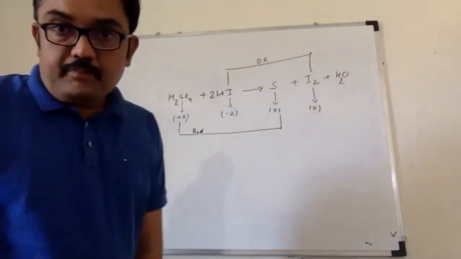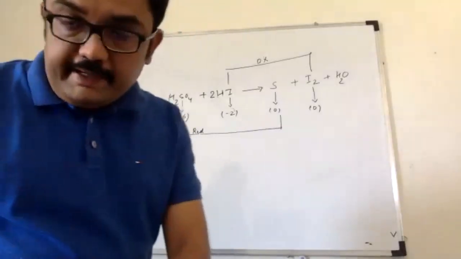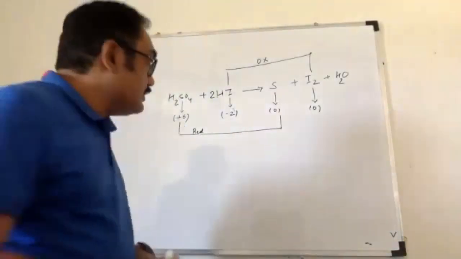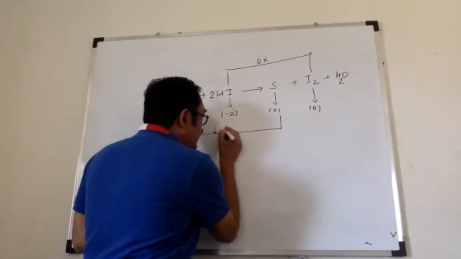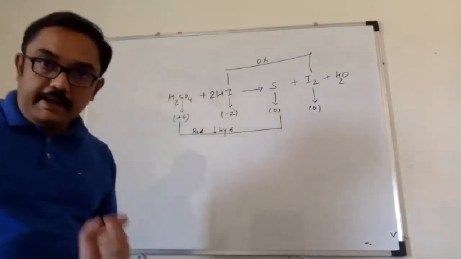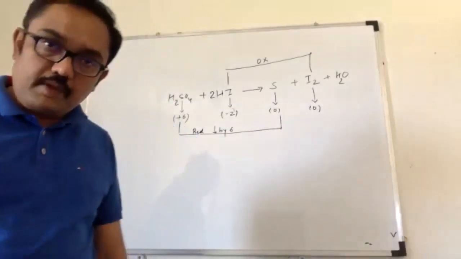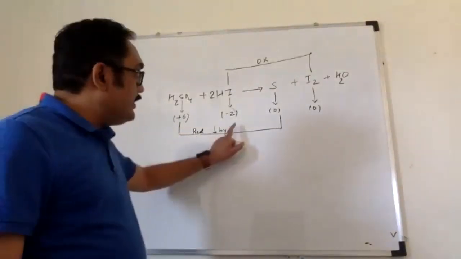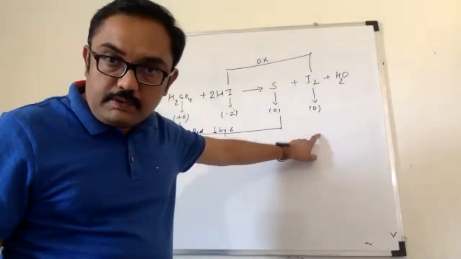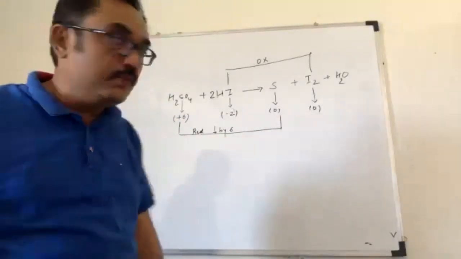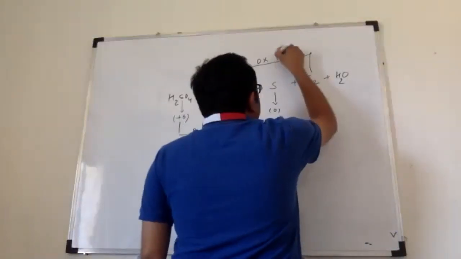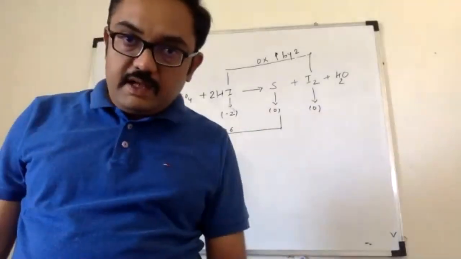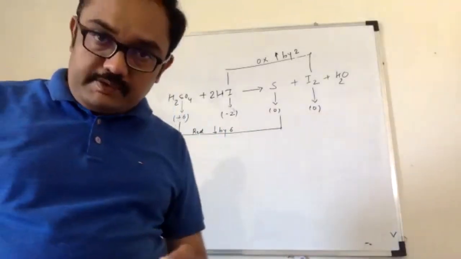now you can see in the reduction half it decreases by how much? It is going from 6 to 0. So can I write it decreases by 6? It decreases by 6 in the reduction half. You check how much it increases by in the oxidation half. It is going from -2 to 0. So in the oxidation half, it increases by 2. Decreases by 6 in the reduction half, increases by 2 in the oxidation half.